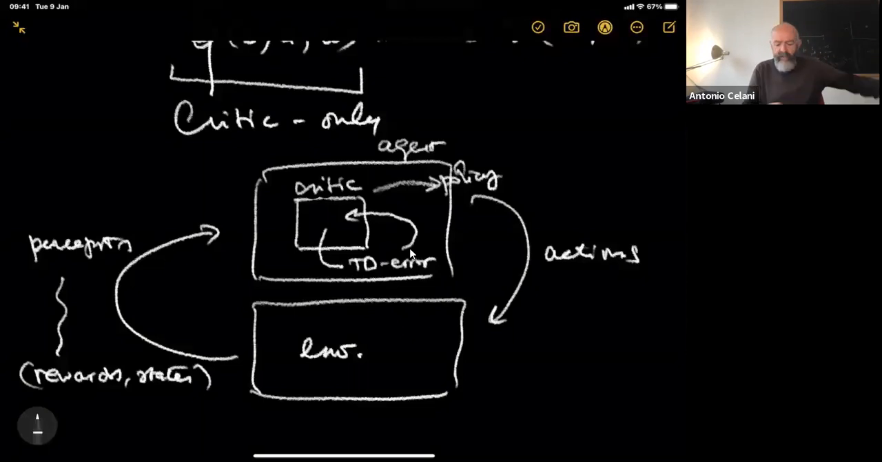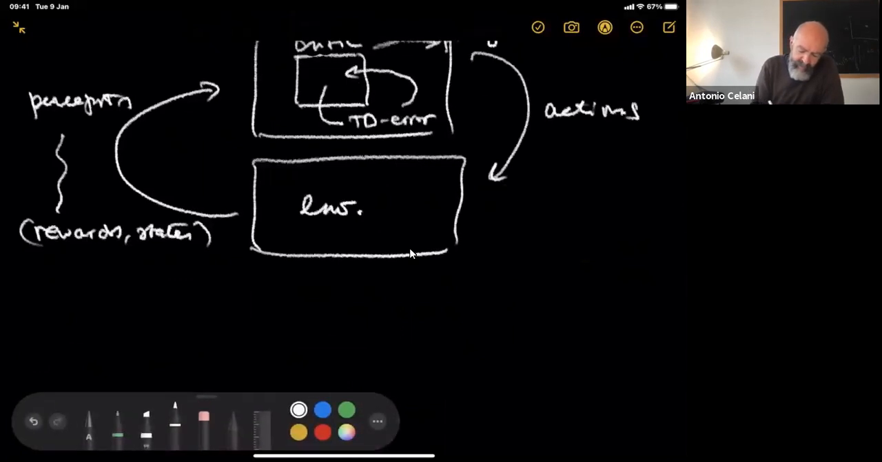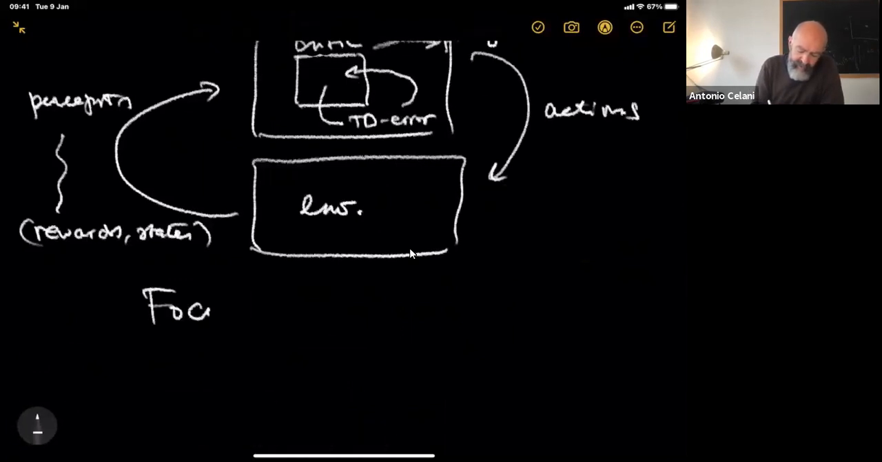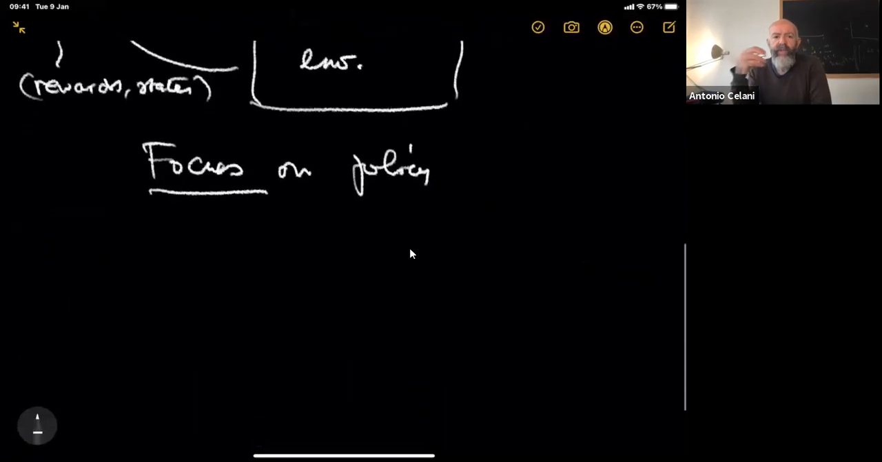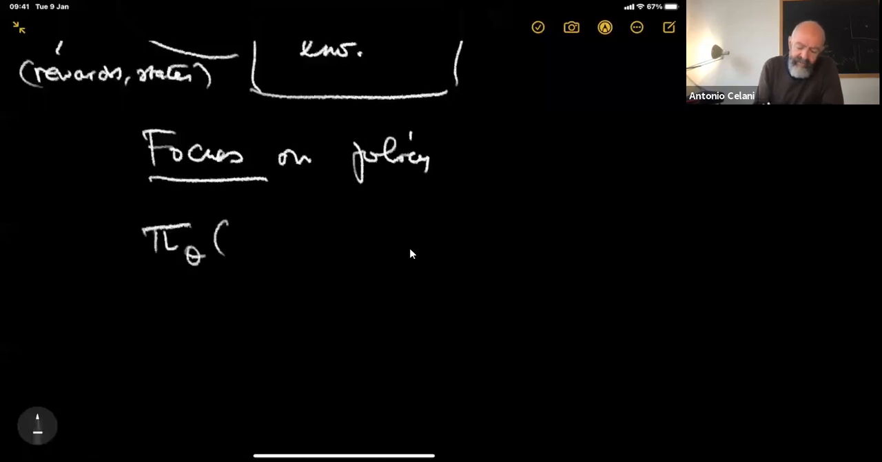So what is the main idea of policy gradient? The idea is that we focus on policy. And since we want to deal with the situation where we have a large number of states and possibly actions, which typically happens, for instance, in robotics, we want to consider parameterized policies.